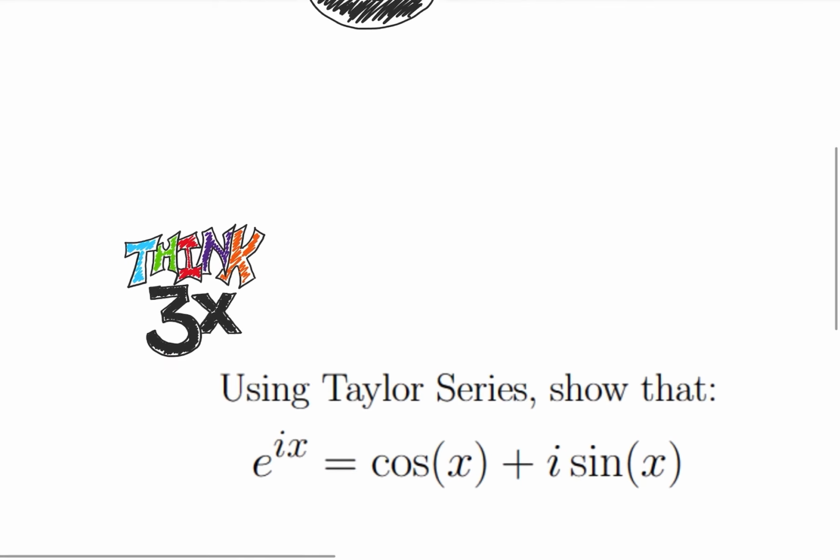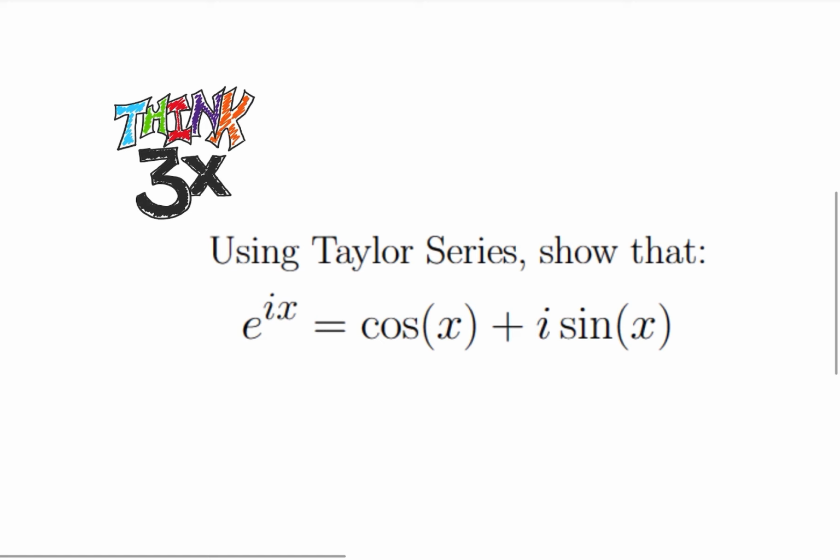Today we're going to look at this complex variable in exponential form and talk about how we can represent it as cosine of x plus i sine of x. And to do that, we're going to use Taylor series approximations. So if you'd like to do this on your own, go ahead and pause the video and try it out. Otherwise, we're going to go ahead and jump into our solution.